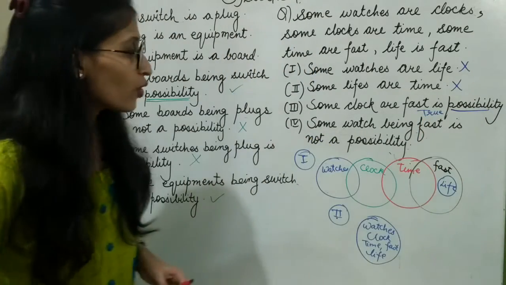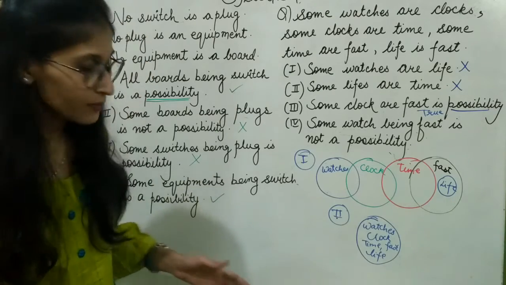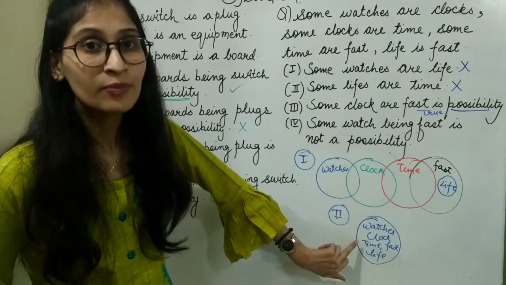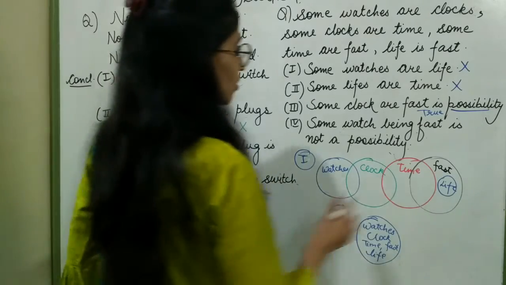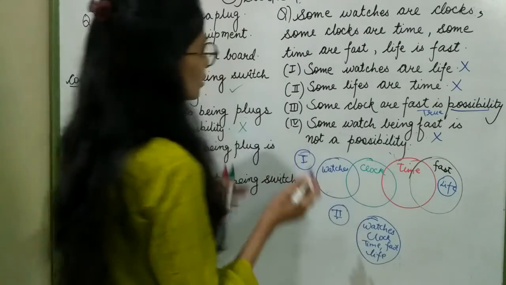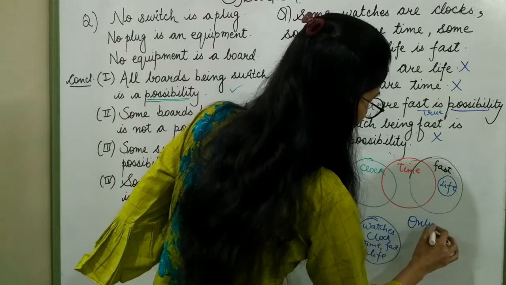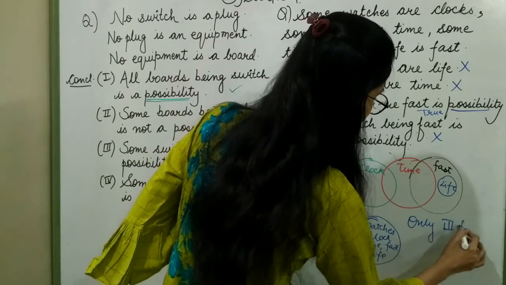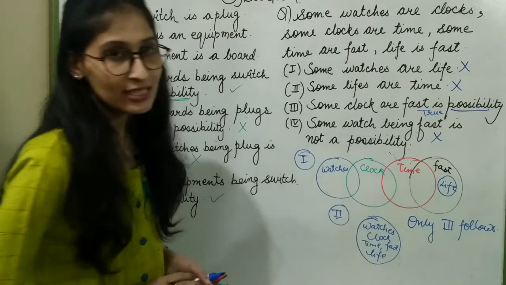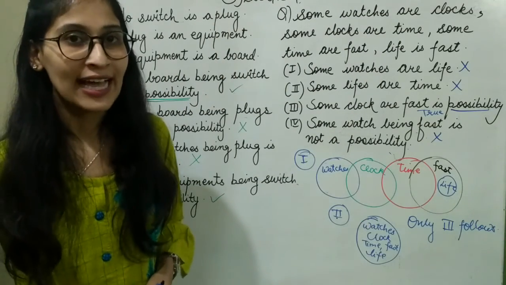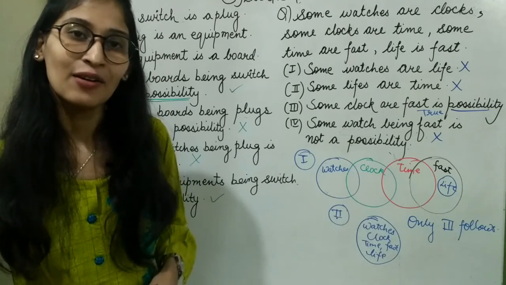For the conclusion fourth, some watches being fast is not a possibility. But in my second Venn diagram, some watches are fast. So this is also false. So the answer to this question is only conclusion third follows. So this is how, with the help of Venn diagrams, solving questions of logical deductions is very easy.